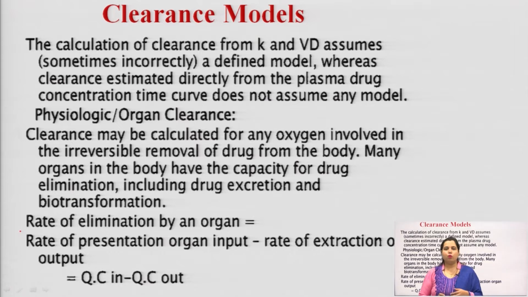So, how can we identify or analyze the value of drug concentration eliminated from the body fluids? We use different kinds of models. First, the calculation of clearance from K and VD. K is the elimination rate constant of the drug and VD is the volume of distribution. The calculation of clearance from K and VD sometimes incorrectly assumes a defined model, whereas clearance estimated directly from the plasma drug concentration time curve does not assume any model.